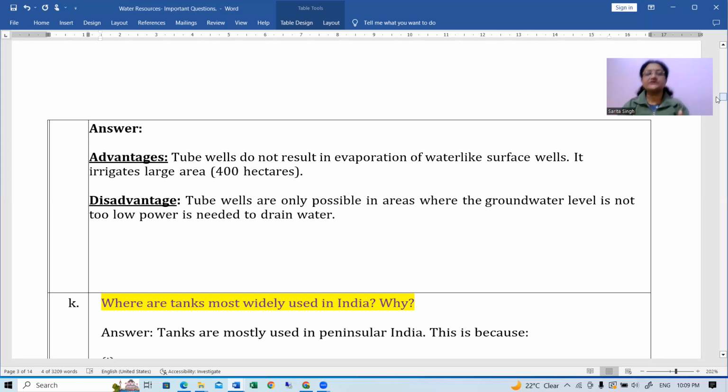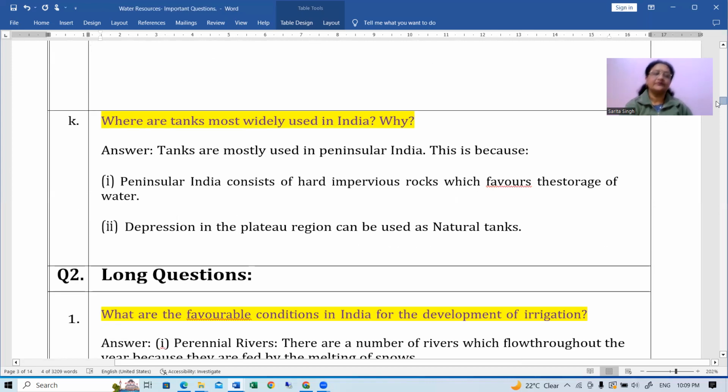Tube wells are only possible in areas where the groundwater level is not too low. So power is needed to draw water. This is one thing. And an additional point you can add is that tube wells are always very expensive, right? As compared to wells, tube wells need a motor and electricity supply, or if not electricity, some fuel is required for the motor to work. So it becomes more expensive, whereas wells don't need any such expense. So these are a few advantages and disadvantages of the tube wells.